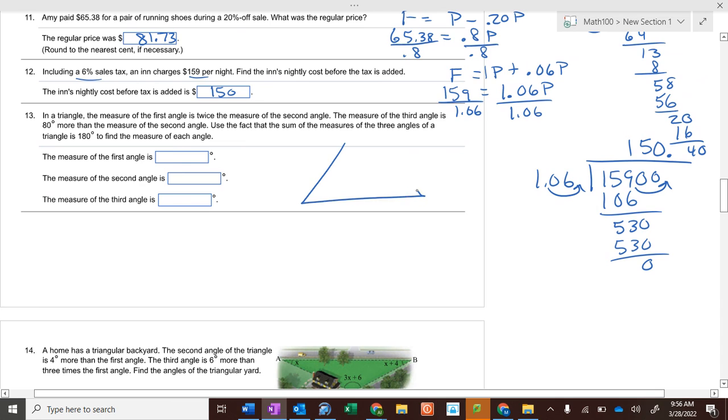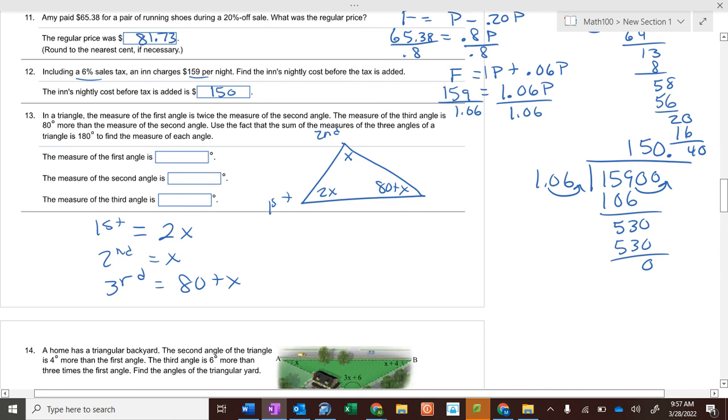In a triangle, the measure of the first angle is 2 times the measure of the second angle. So if we make the second angle x, the first angle would be 2x. The third angle is 80 more than the measure of the second angle. So it's 80 plus x.